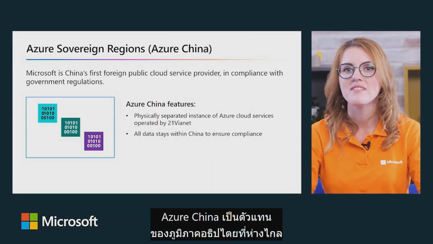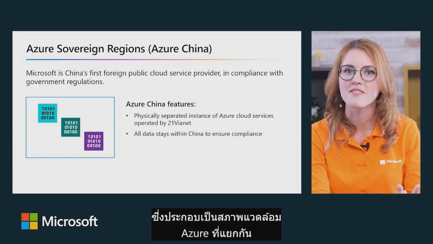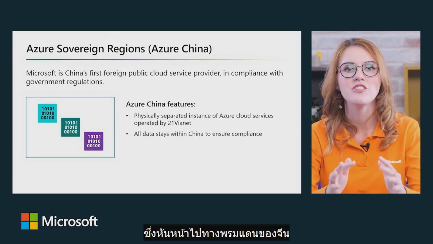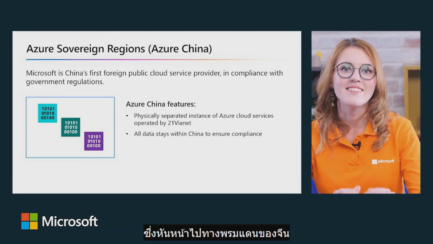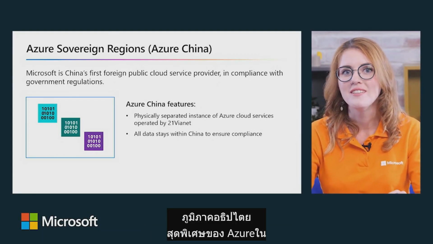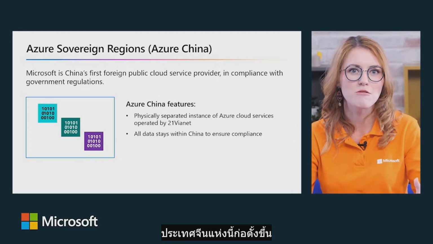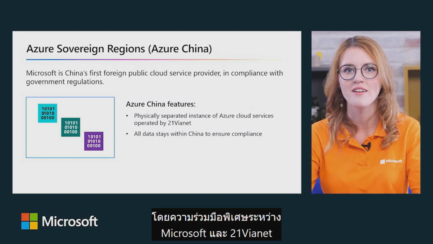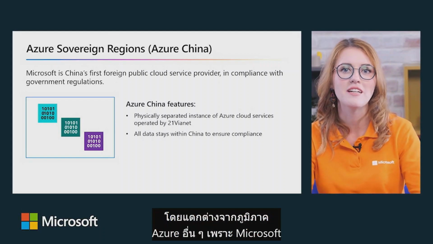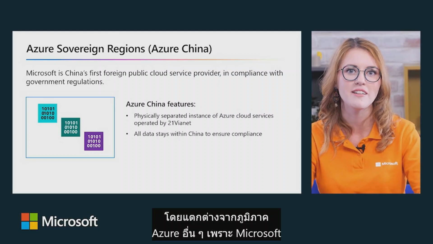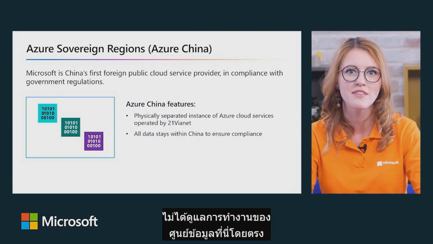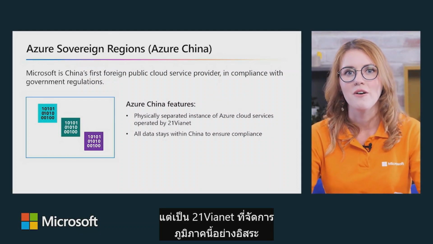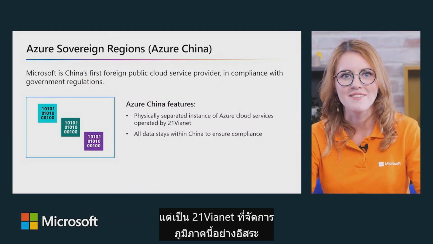Azure China represents a distinct sovereign region constituting an isolated Azure environment within China's borders. This exclusive Azure sovereign region in China is established through special collaboration between Microsoft and 21Vianet. Unlike other Azure regions, Microsoft doesn't directly oversee the operation of data centers here. Instead, 21Vianet autonomously manages this region.